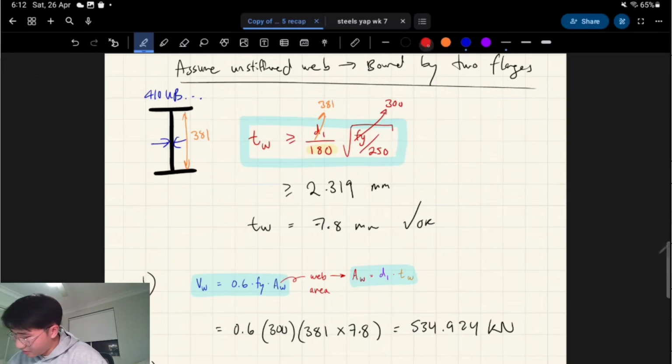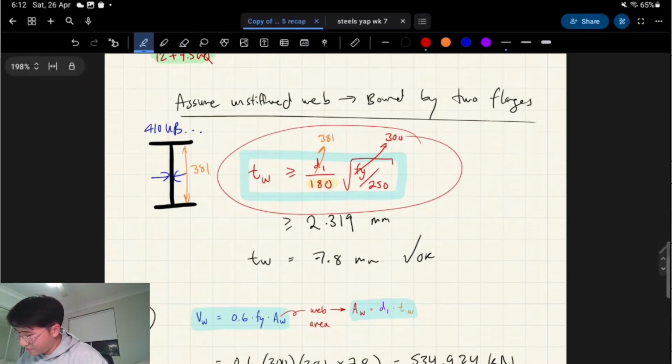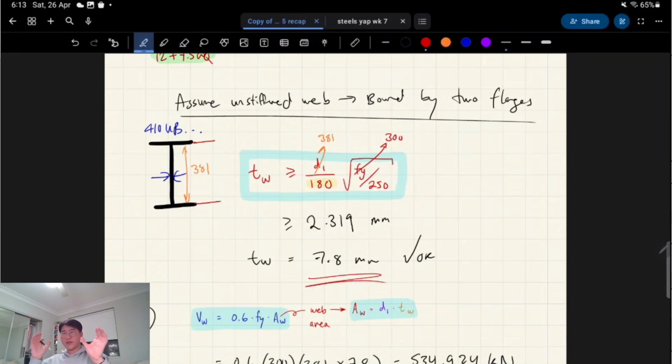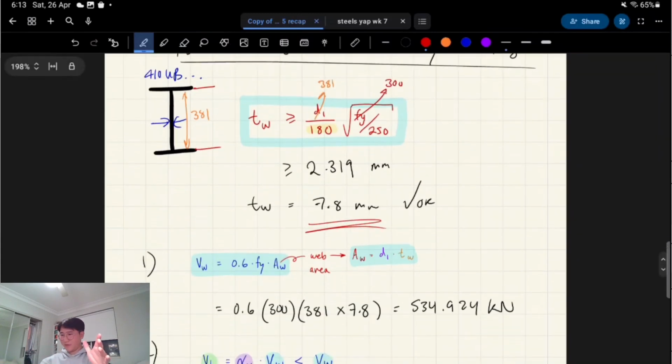So it's this formula for an unstiffened web bound by two flanges, right? We plug in D1, which is the clear depth, the depth of the air between the two flanges. Divide that by 180. You multiply it by the square root of our yield strength divided by 250. It says that our minimum web thickness has to be greater than 2.3 mil. When you look on One Steel, our thickness is 7.8 mil. Obviously they know what they're doing when they're designing these products, so that's completely fine.